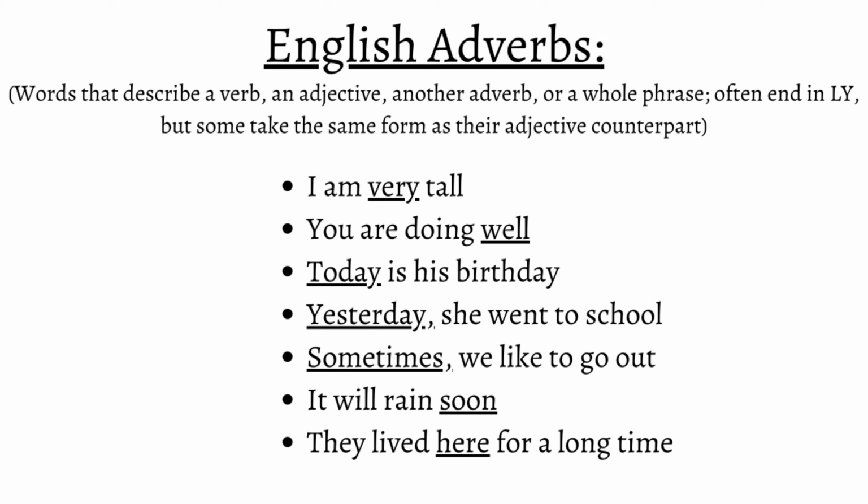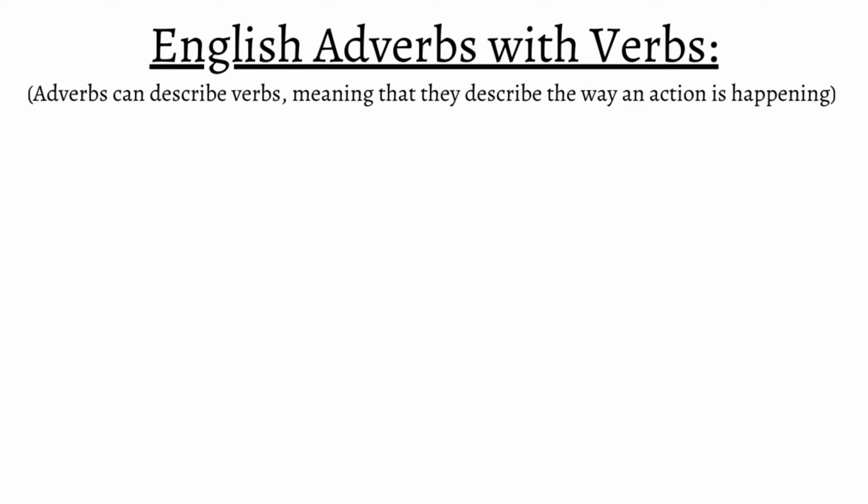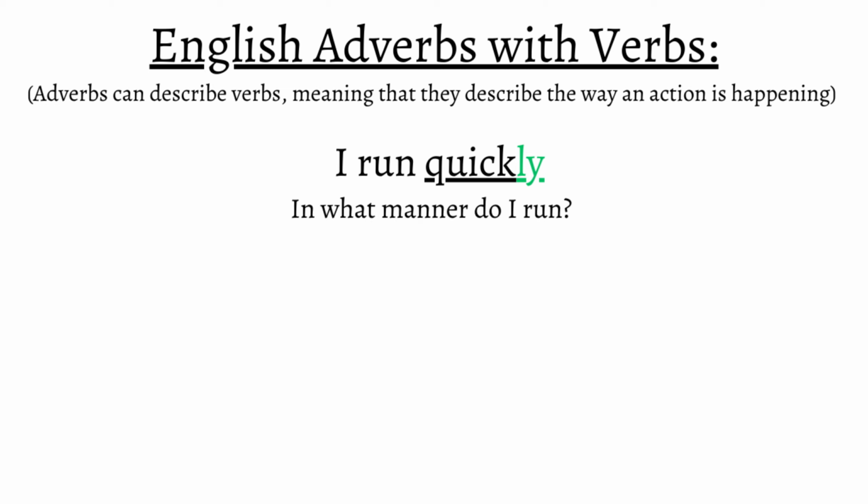In these sentences, there is no pattern to recognize for the adverbs, so it's best to understand their function because they describe how, when, where, and to what extent something occurs. Initially, adverbs describe verbs, which means that they describe the way an action is happening, like I run quickly. The adverb quickly answers the question, in what manner? How do I run? Quickly.